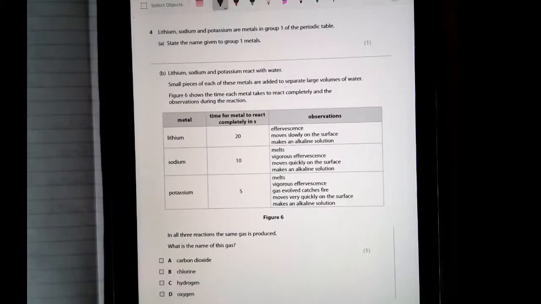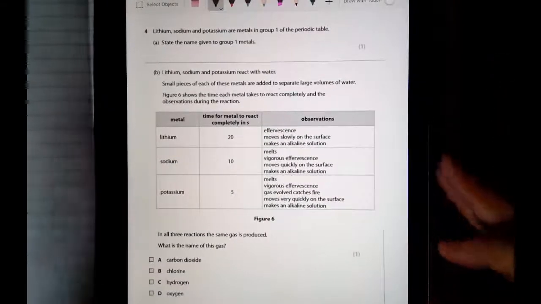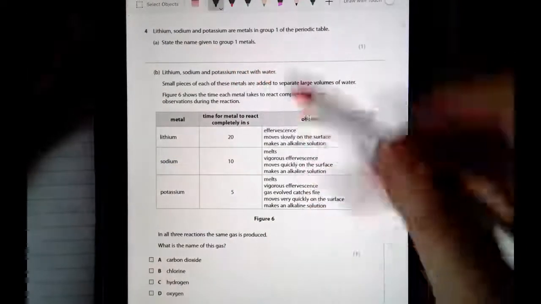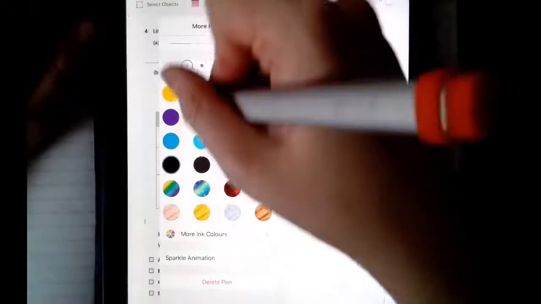So I'm just going to look at some typical exam questions that you might get in the alkali metals. So the first one just asks you for the name of the group 1 metals, which is obviously just going to be the alkali metals. So you'll just write down, alkali.